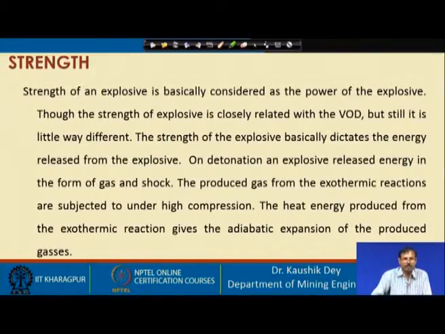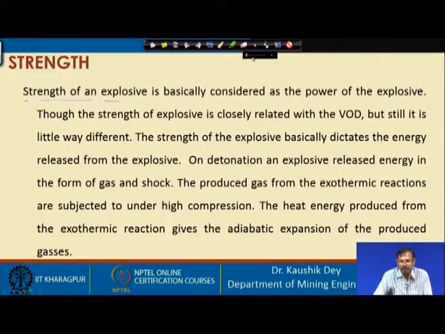So, let us go to our next important property, that is strength. Strength of an explosive is basically considered as the power of the explosive. Though the strength of an explosive is closely related with the VOD, it is still a little different. The strength of an explosive basically dictates the energy released from the explosive. On detonation, an explosive releases energy in the form of gas and shock.